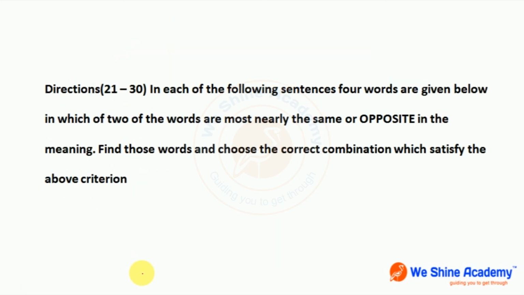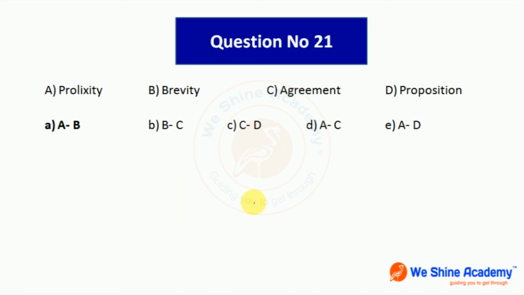Part C. In each of the following sentences, four words are given below in which two of the words are most nearly the same or opposite in meaning. So in this they have given five words. You should choose a pair. This pair should be same in meaning or opposite in meaning. The first question, proximity, brevity, agreement, proposition.